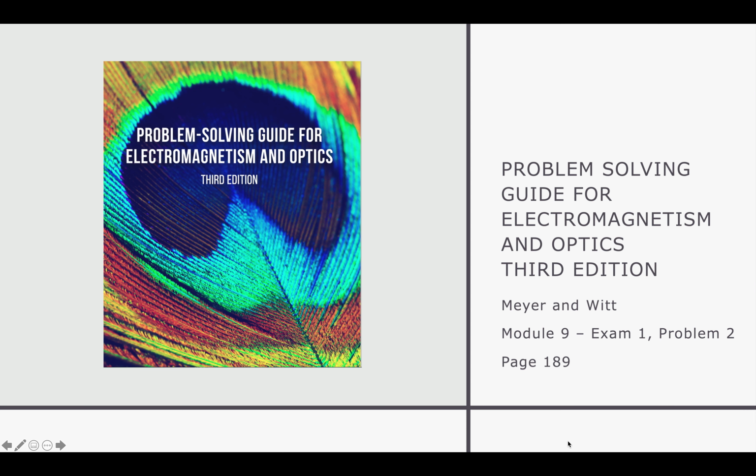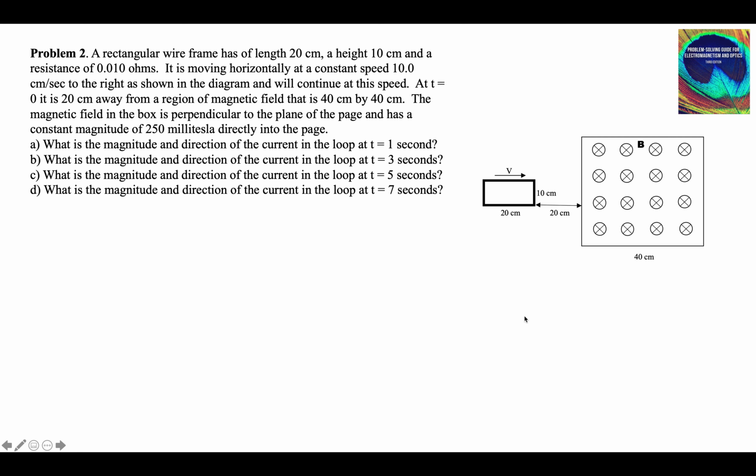This is a walkthrough of Problem 2 on Exam 1 of Module 9 in the book Problem Solving Guide for Electromagnetism and Optics. Problem 2: a rectangular wire frame, length 20 centimeters, height 10 centimeters, has a resistance of 0.01 ohms, moving horizontally at a speed of 10 centimeters every second to the right towards this magnetic field region.